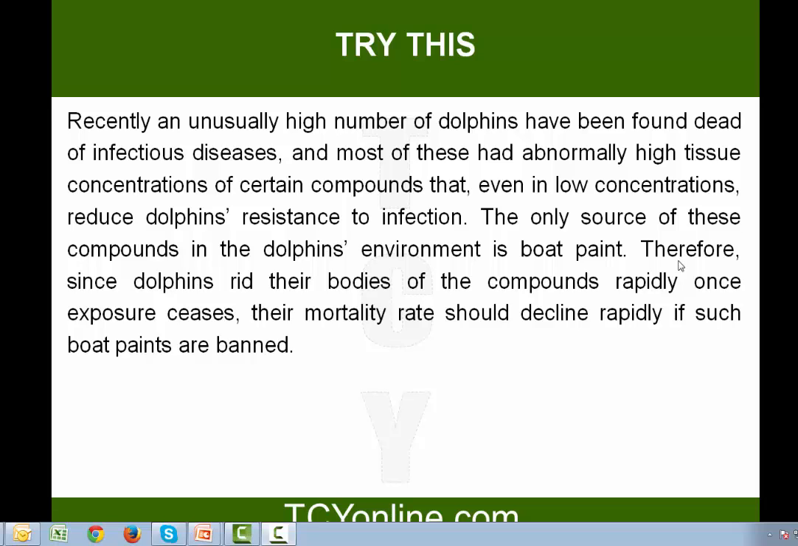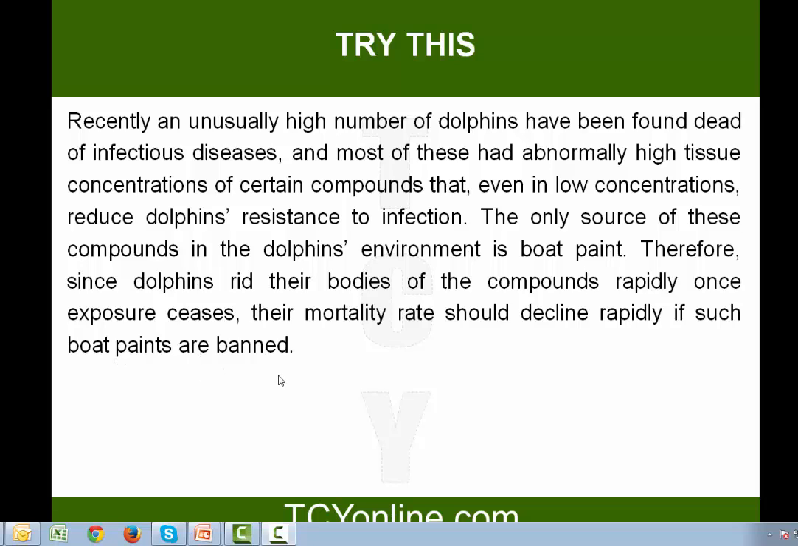these dolphins can get rid of these compounds rapidly once they are not exposed to them. That means once the exposure stops, the dolphins can cleanse their bodies. These compounds can easily leave the bodies of the dolphins and they can become healthy once again. And so the author finally says this can lead to the reduction in the mortality of these dolphins once we ban the boat paints.